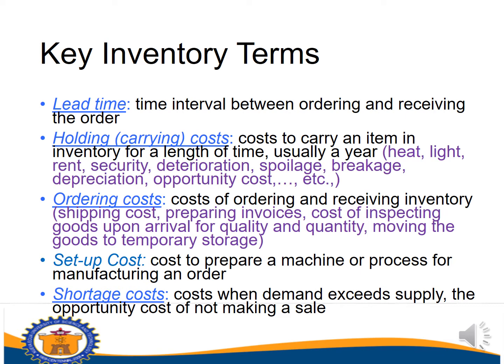The lead time. This is the time interval between ordering and receiving the order. Holding or carrying costs. These costs are to carry an item in inventory for a length of time, usually a year. It may be heat, light, rent, security, deterioration, spoilage, breakage, depreciation, opportunity cost, etc. Ordering costs. These are costs of ordering and receiving inventory, like shipping cost, preparing invoices, cost of inspecting goods upon arrival for quality and quantity, moving the goods to temporary storage.